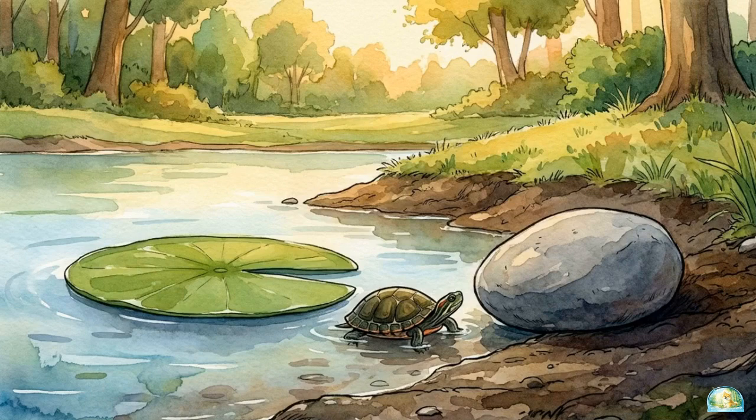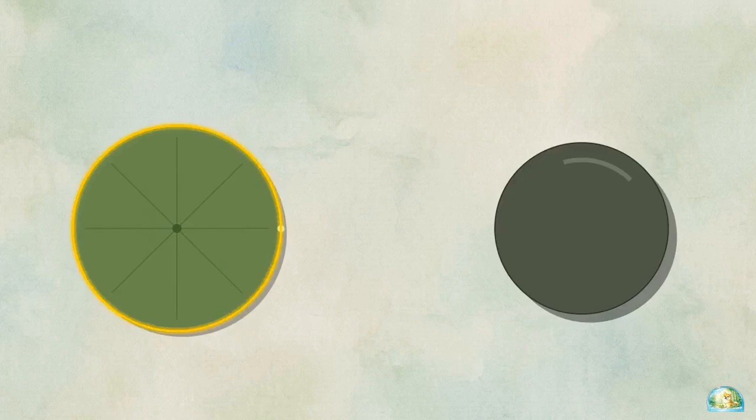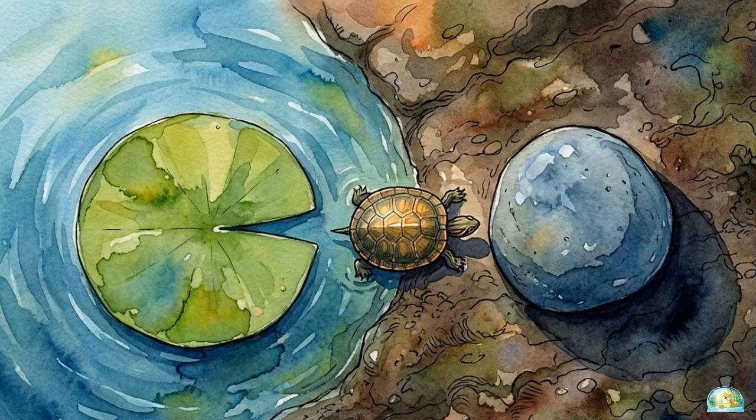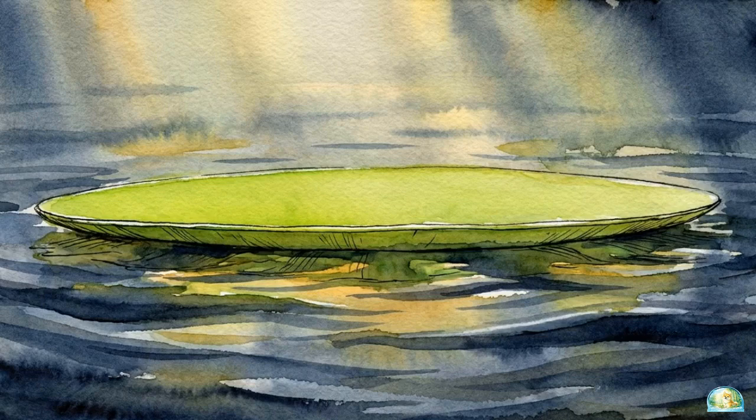Here we find a round lily pad and a round river stone. If we look for corners on these objects, we won't find any. Because they are both round, they both have 0 corners. To tell them apart, we look at how they sit in the garden. The lily pad is flat. It lies right on the surface of the water.